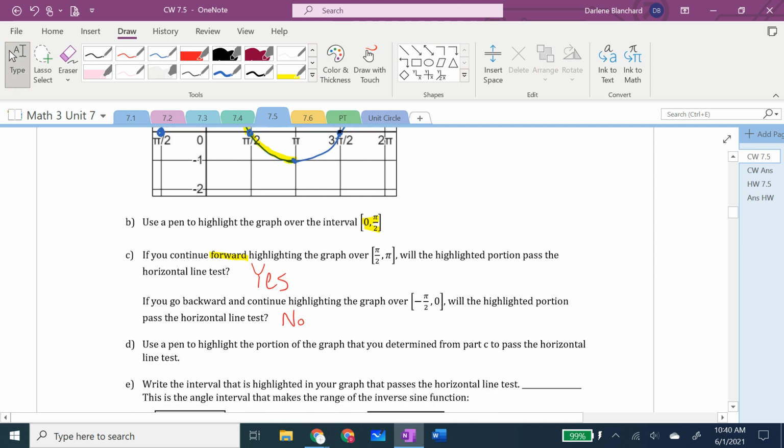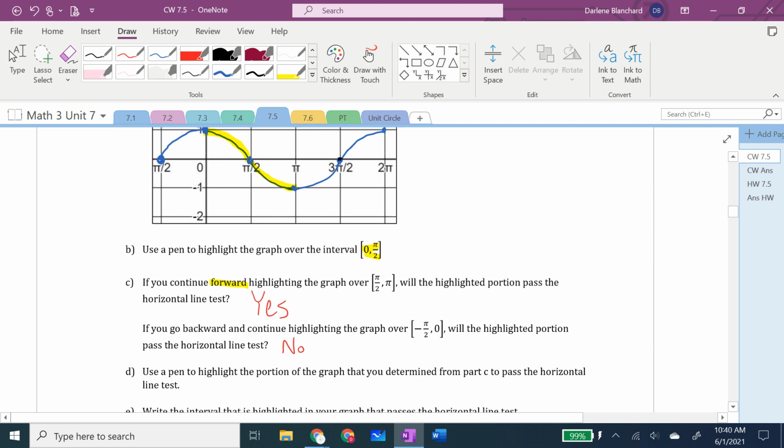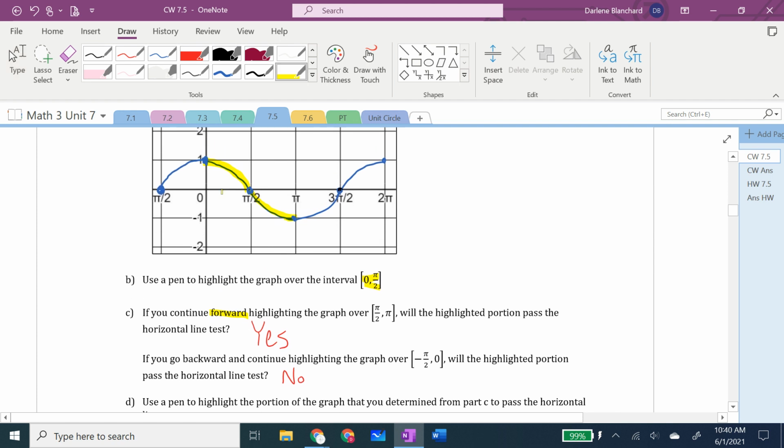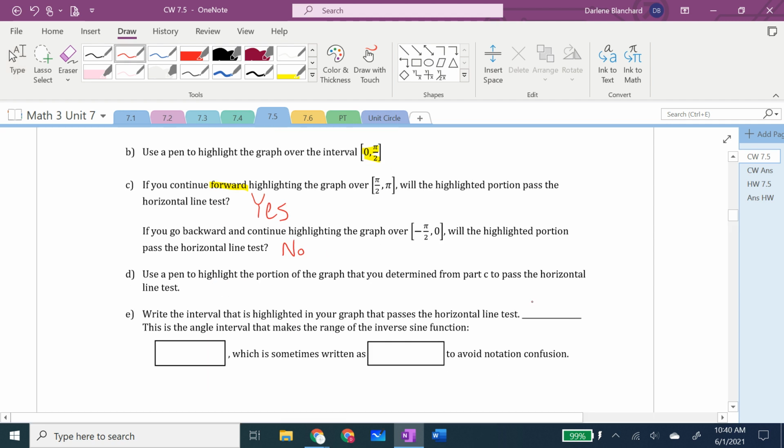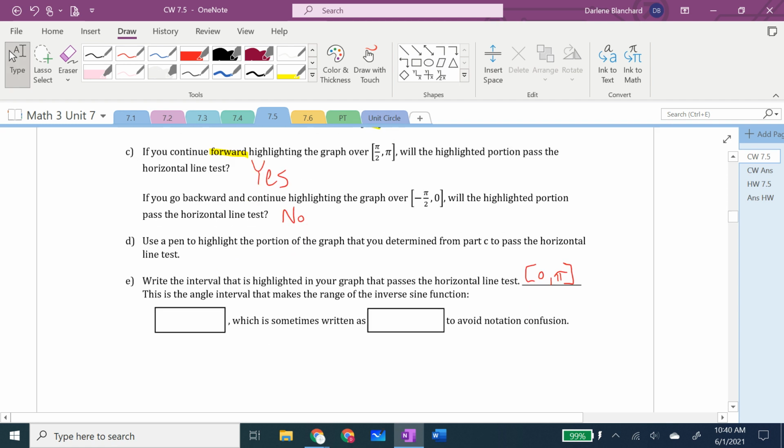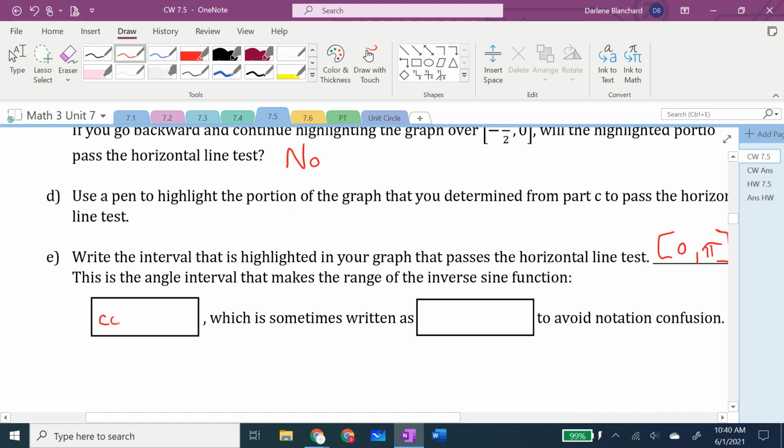Okay. That was part D. Part E, we are going to write the interval that is highlighted in the graph that does pass the horizontal line test. And what I want you to see is that is 0 to pi. And then quickly, I'm going to say that we write inverse cosine in this manner, but we often use arc cosine x to avoid the notation confusion.